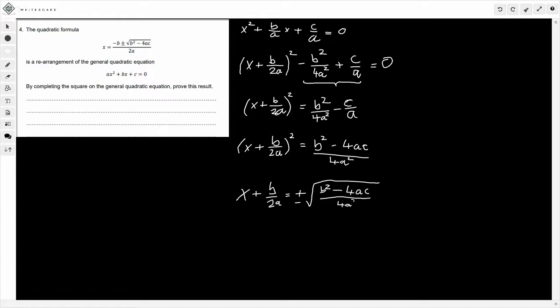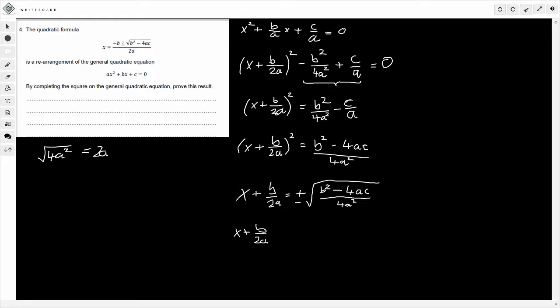So that would be the same as square root in both top and bottom, but we can't simplify the square root for the top, right? It's just going to be the b squared minus 4ac all under the square root. But the denominator we can simplify. If you take the square root of 4a squared, that'll just give you 2a. So that's where this 2a is going to come from. So if we simplify that, that gives us x plus b over 2a.